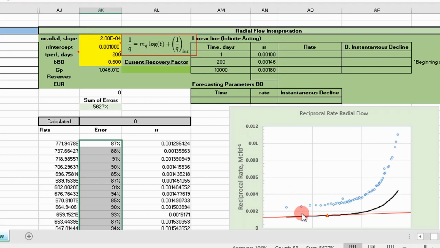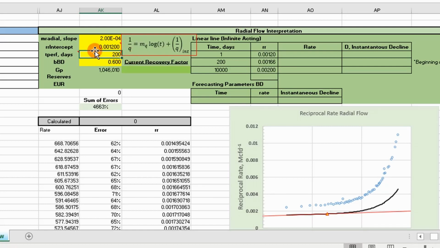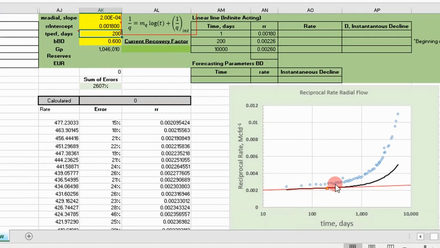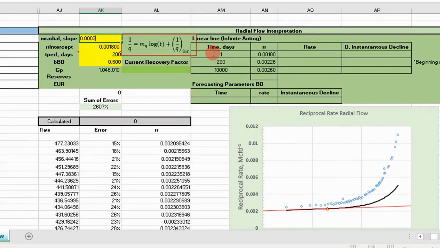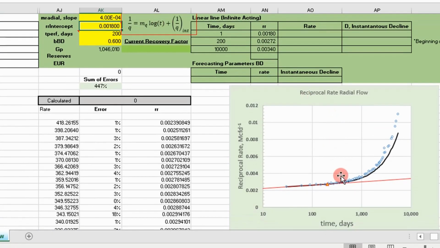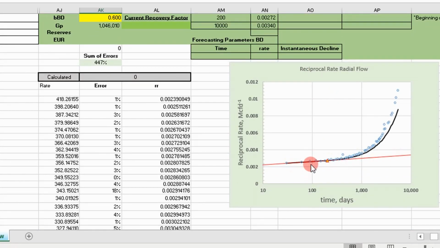So I'm going to go ahead. I need to increase my intercept. So let's do like 2. Let's go a little bit higher. Let's go to 8.0018. Okay. Now what I want to do is I want to increase our slope. So instead of, let's go to 3. Let's try 4. Okay, so it looks like it's going through our data points.